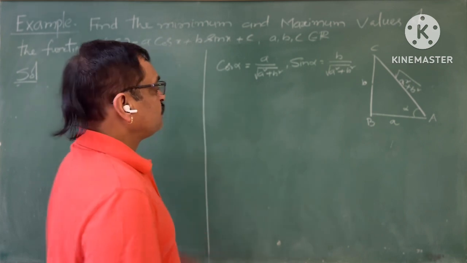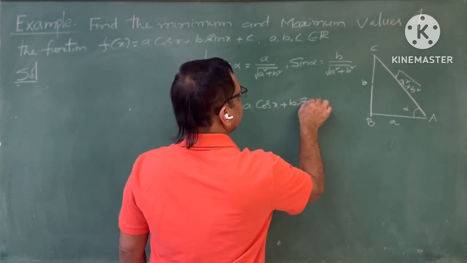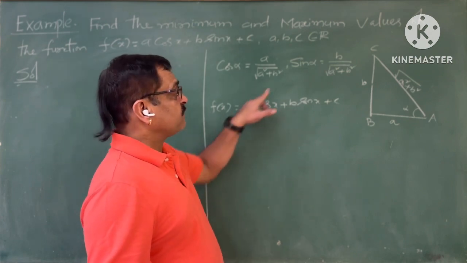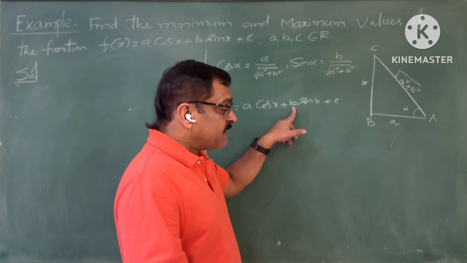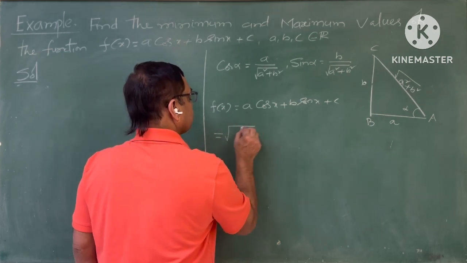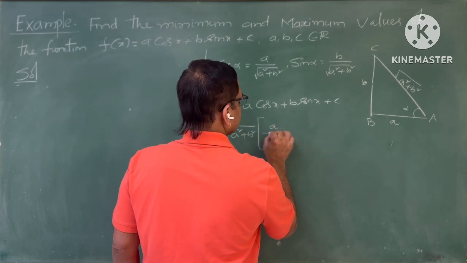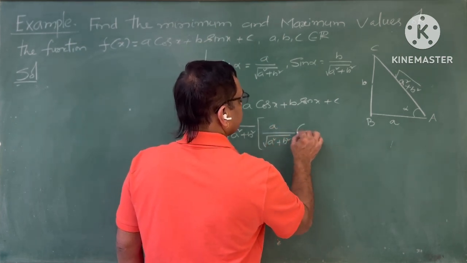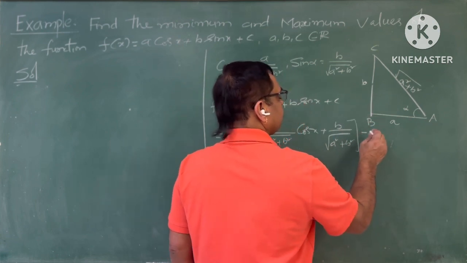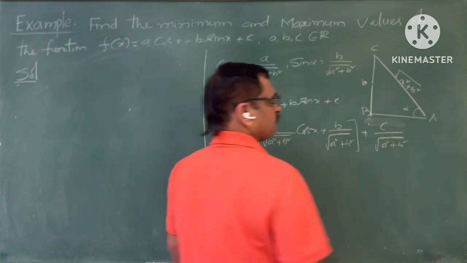Now I'm going to use this concept here. So what is the function given here? f of x is equal to a cos x plus b sin x plus c. Already we have a and b. If I have here a by root of a square plus b square, I can use cos alpha. If I have b by root of a square plus b square, I can use sin alpha. So what is missing here? I multiply the entire expression with root of a square plus b square, and I divide each and every term: a over root of a square plus b square cos x plus b over root of a square plus b square sin x plus c over root of a square plus b square.